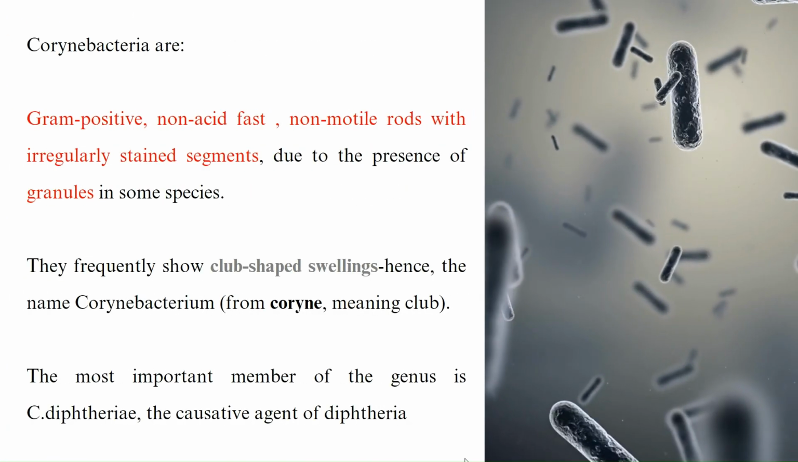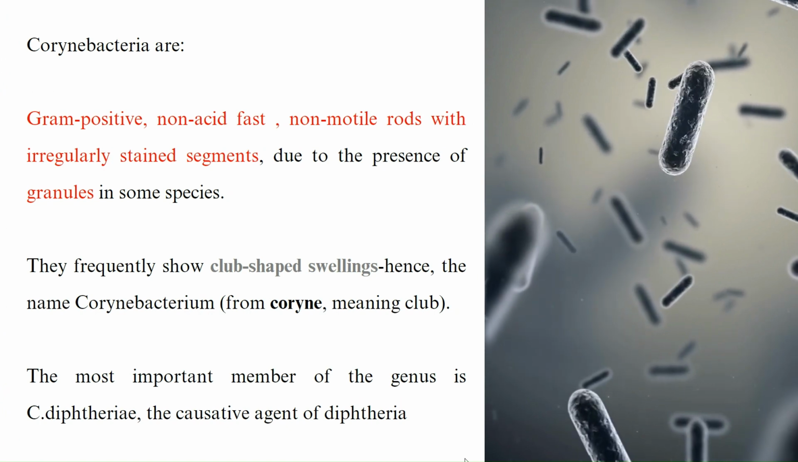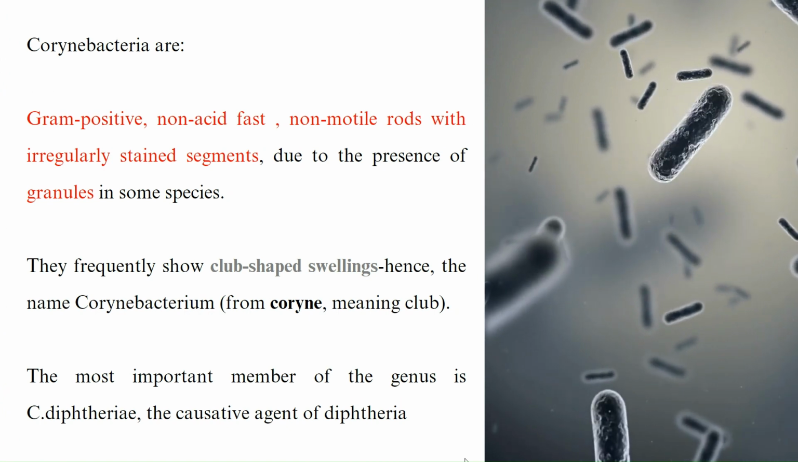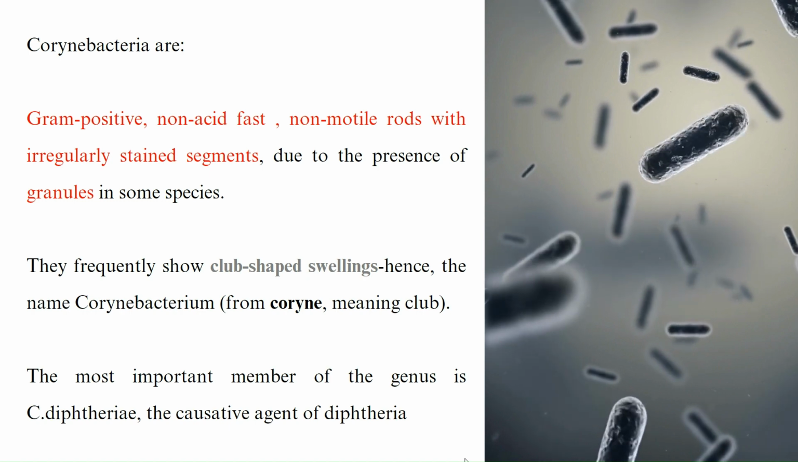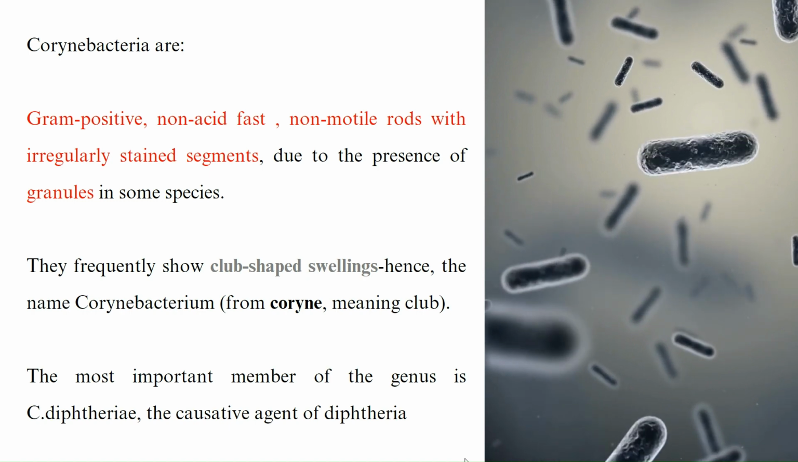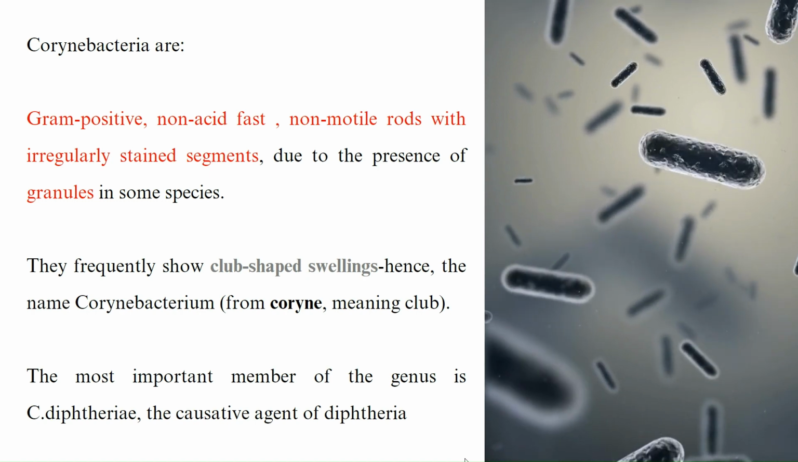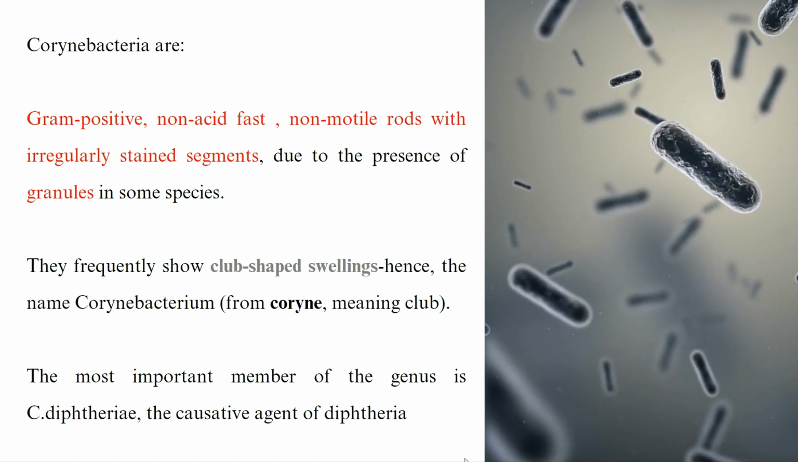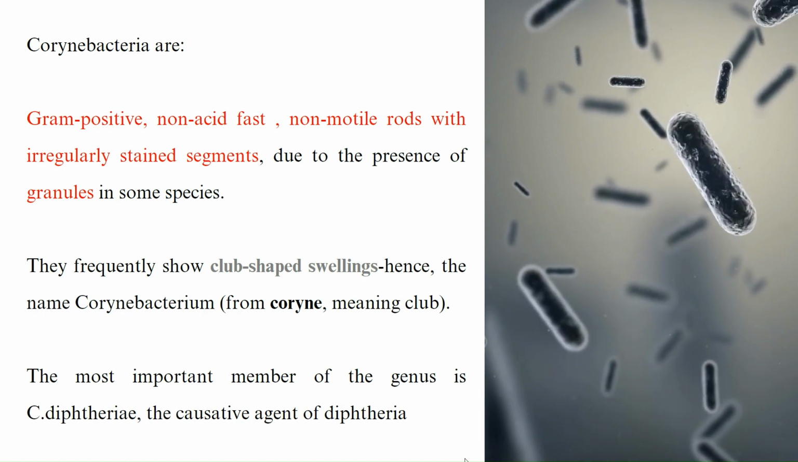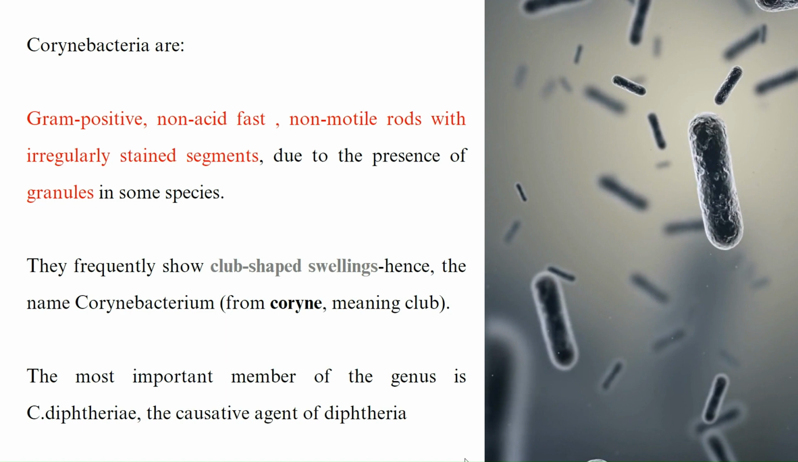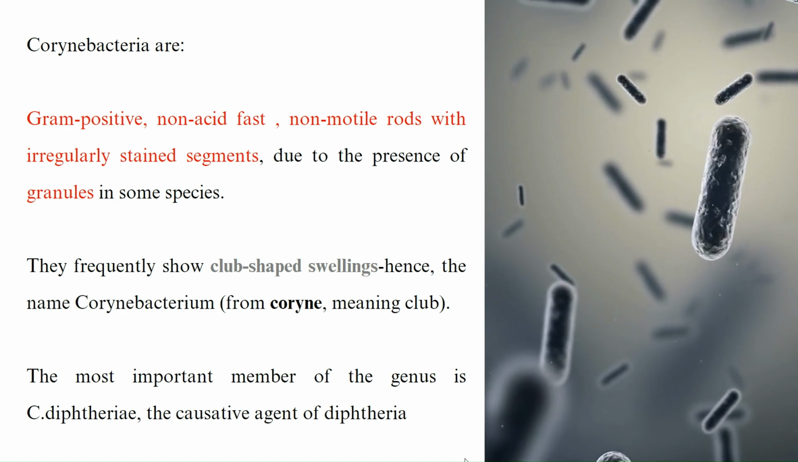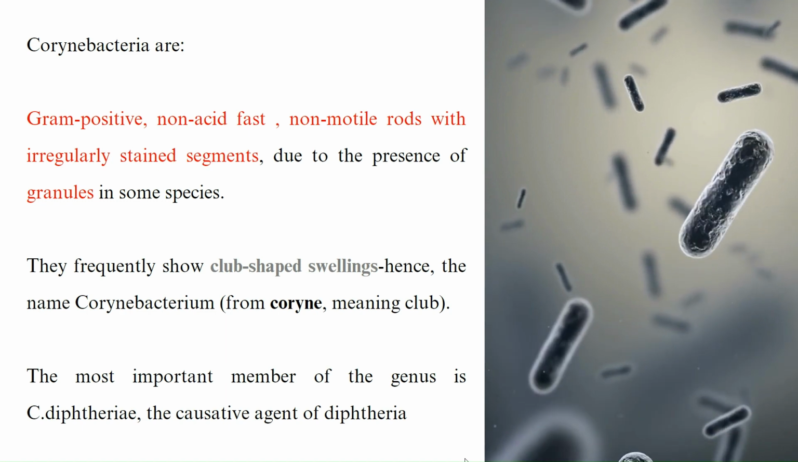Corynebacteria are gram-positive, non-acid-fast, non-motile rods with irregularly stained segments due to the presence of granules in some species. They frequently show club-shaped swellings, hence the name Corynebacterium, from coryne, meaning club. The most important member of the genus is Corynebacterium diphtheriae, the causative agent of diphtheria.